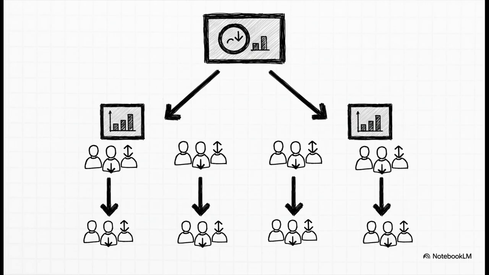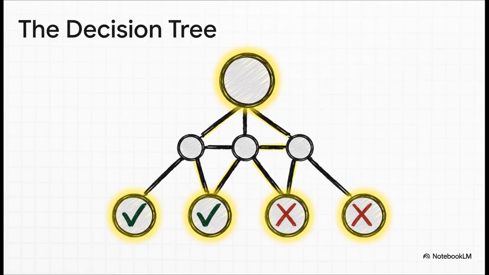And then it just does it again. For each of those two new groups, the tree asks another smart, targeted question, this time about credit scores. But notice something really clever here. The rule isn't the same for both groups. The tree is smart enough to know that a good credit score means something different for a high-income person versus a lower-income person. It adapts.